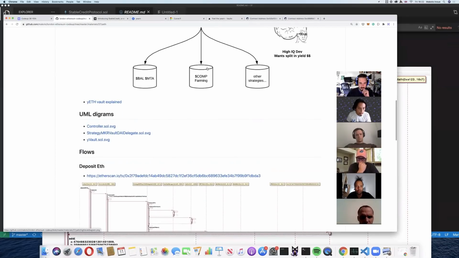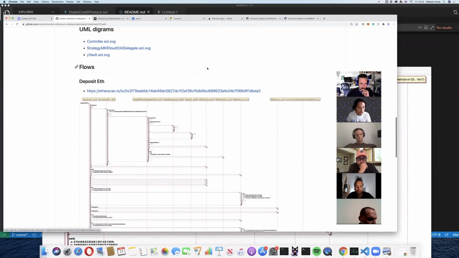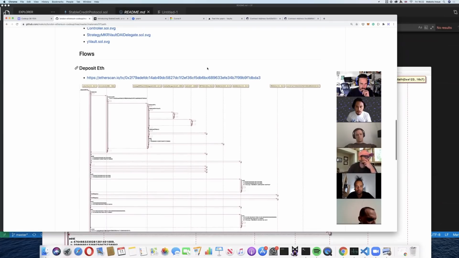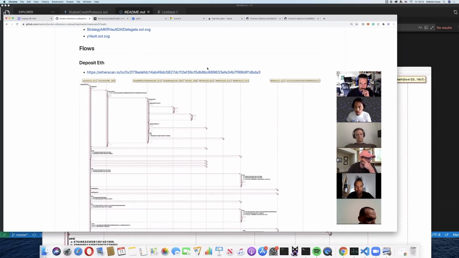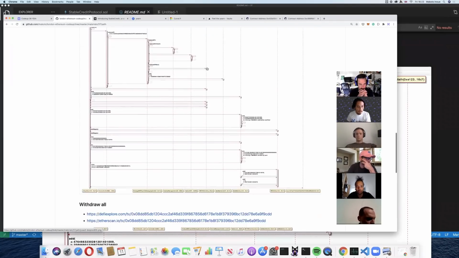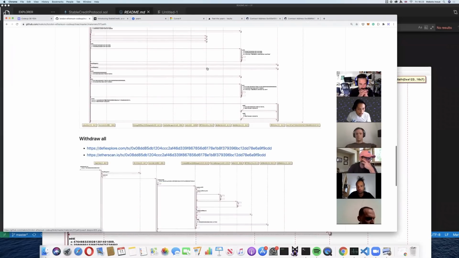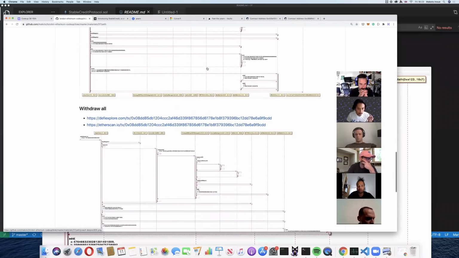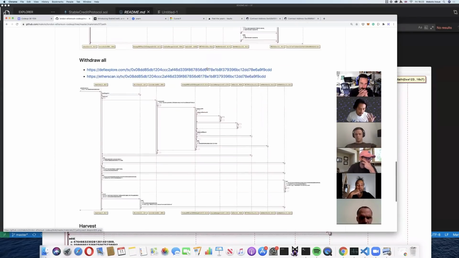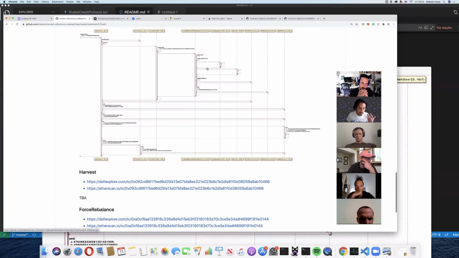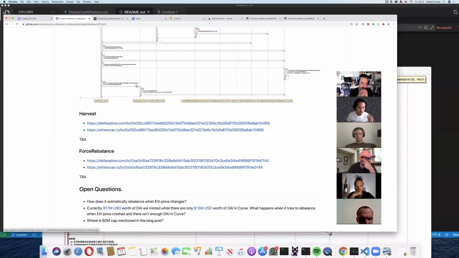Okay. Then for the YEth, most of the stuff is, I think, deposit and withdraw. That's what the majority of users interact with. When you get into the vault, you call deposit, and when you withdraw, you get the money back. One thing I didn't have a chance to do is harvest and force rebalance, which I didn't have time to dig into.